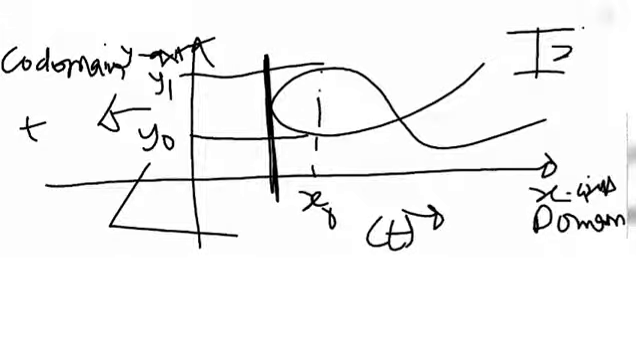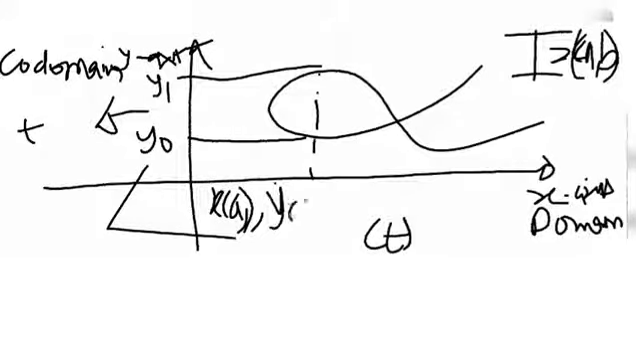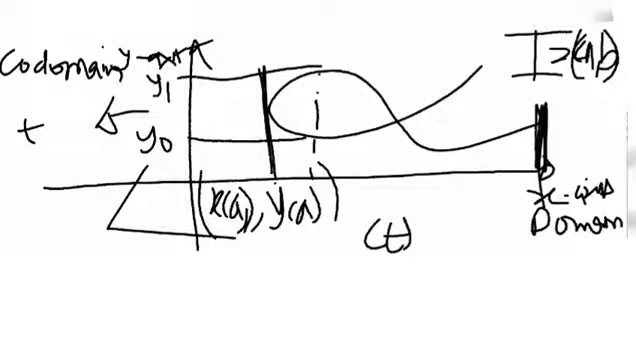So if the interval is a comma b, the first point is always x a comma y a. That's the coordinate of that place, while your last point here is going to be x b comma y b. So that is all you need to know about the basics of parametrization.